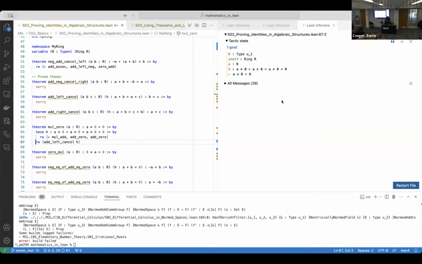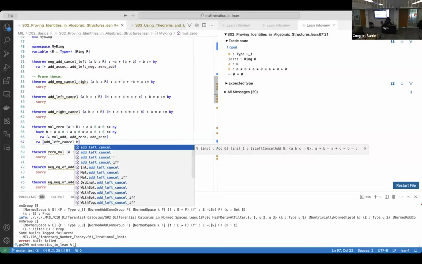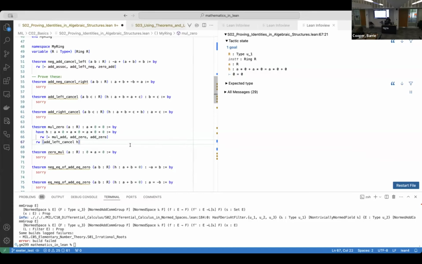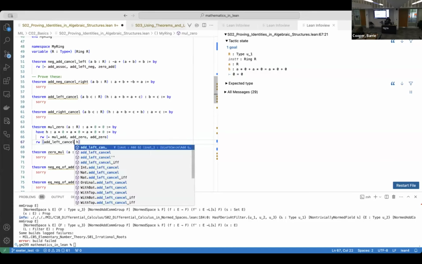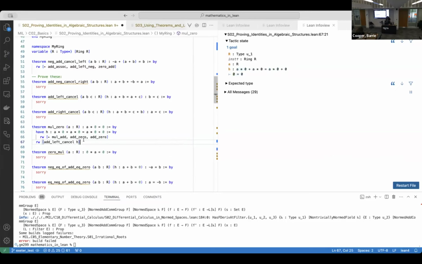So let's look back, and do what Kevin suggested. Oh, wait. It's already there, isn't it? Yeah. So this is what add left cancel says, which is that if A plus B is equal to A plus C, then B is equal to C. So we're going to use that result, add left cancel, with H to cancel out the A plus A times 0 on the left. And that gives us the result we wanted. Okay.